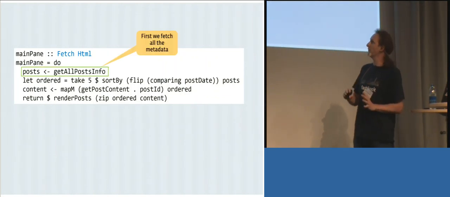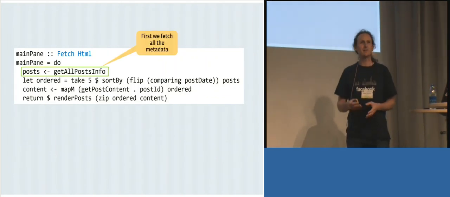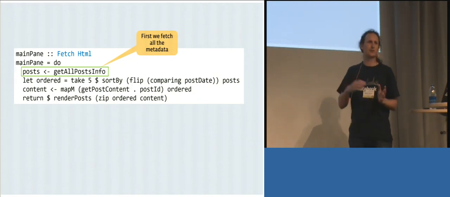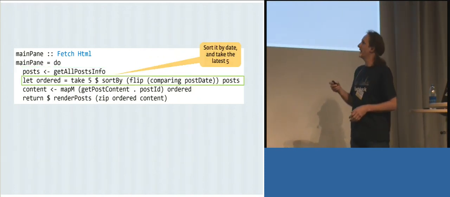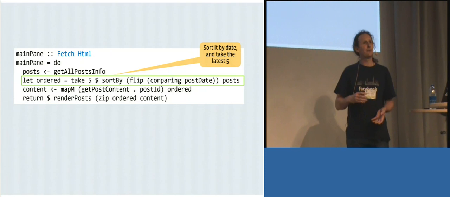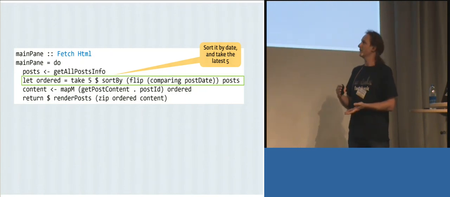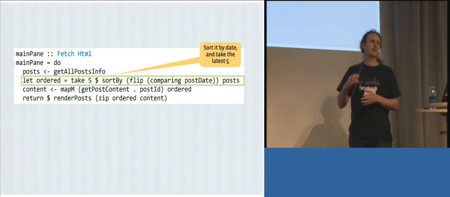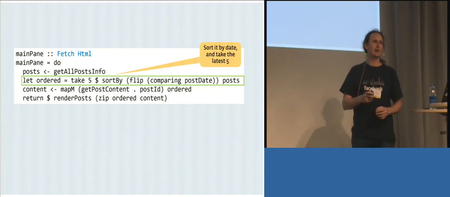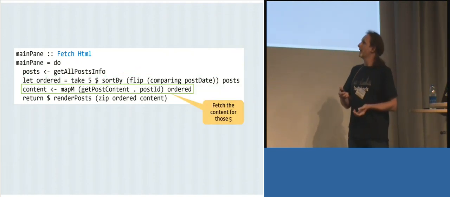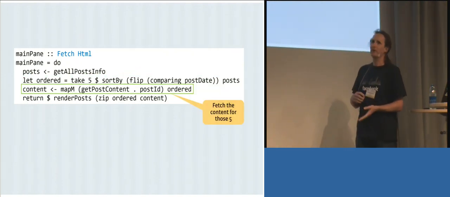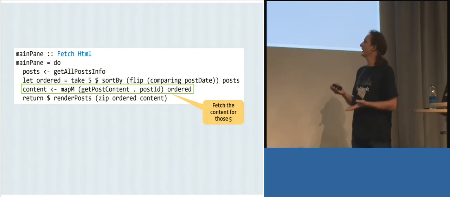So here's the code for the main pane. So what do we do? Well, first of all, we're going to get all the metadata for all the posts. That's a function I showed on the previous slide. And then we're going to sort those by date, with the most recent first, and then take the first 5. Those are the 5 we're going to display in this pane. And then we'll get the post content for each of those posts.